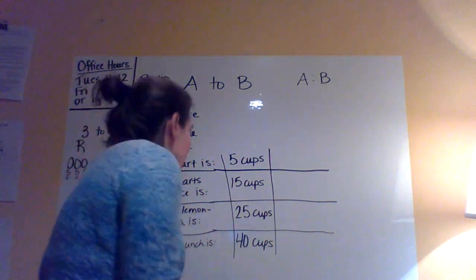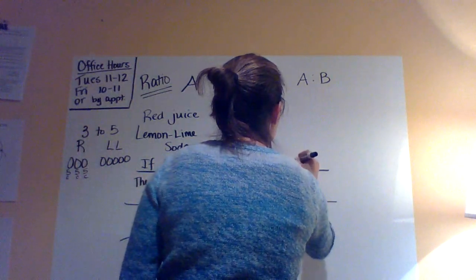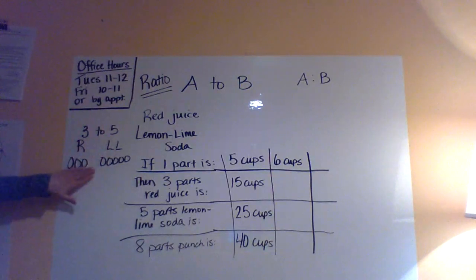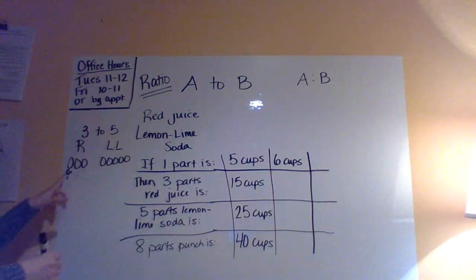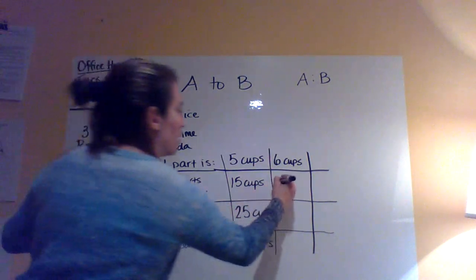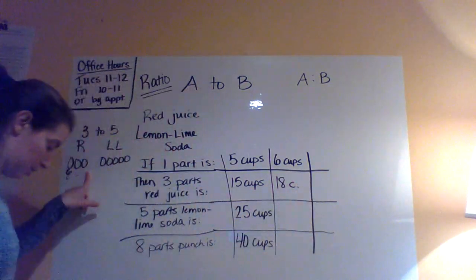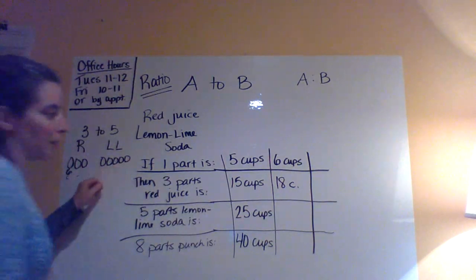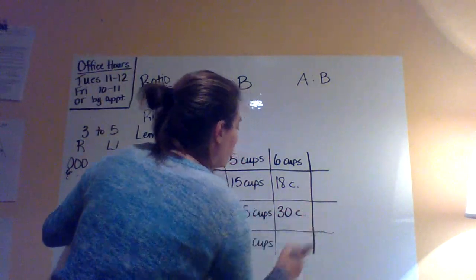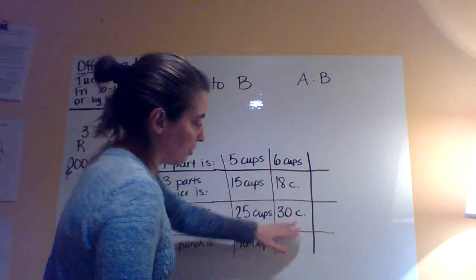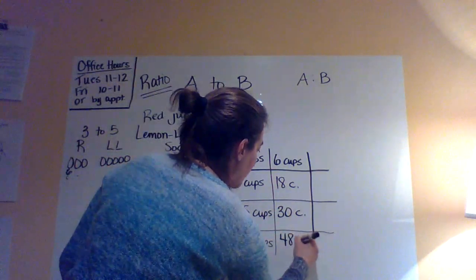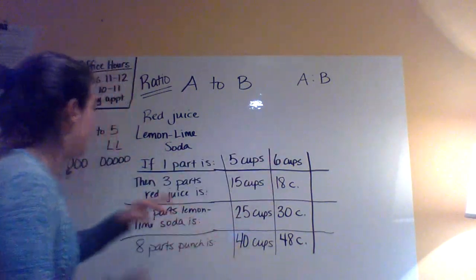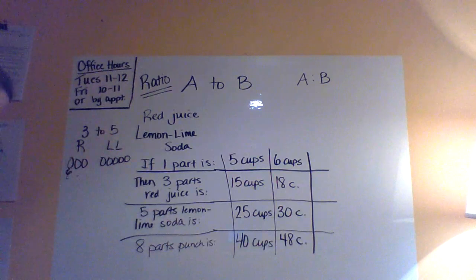Okay, so what if now one part was 6 cups? So that's my unit, okay? So each of these is now 6 cups. Well, then the red juice, I'm going to have 18 cups. The lemon lime soda, each of these is 6. 6 times 5, I'm going to have 30 cups. So how much am I going to have all together? Well, if I have 18 cups of liquid and 30 cups of liquid, I'm going to have 48 cups of liquid. And another way to say that is each unit is 6 cups, and all together I have 8 of those. 6 times 8 is going to be 48 cups.